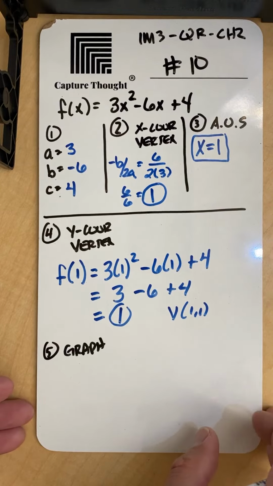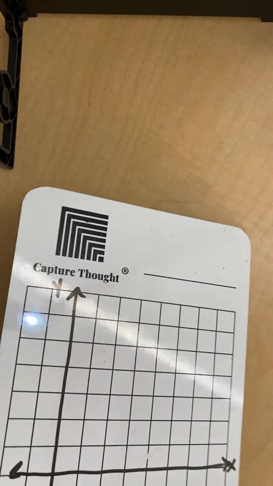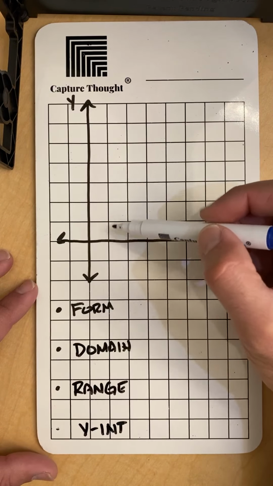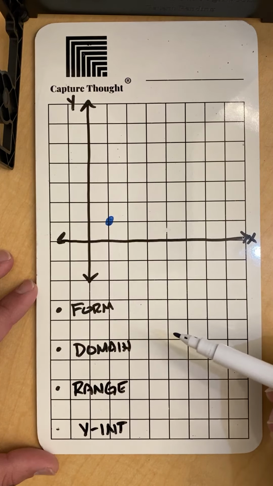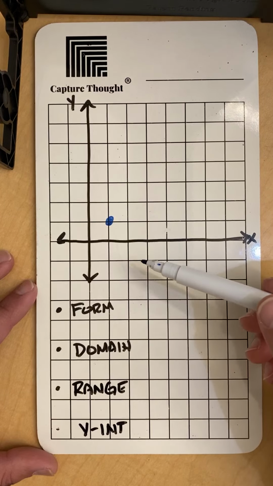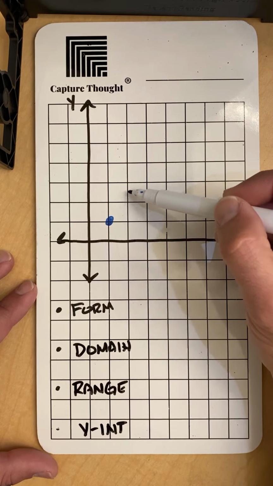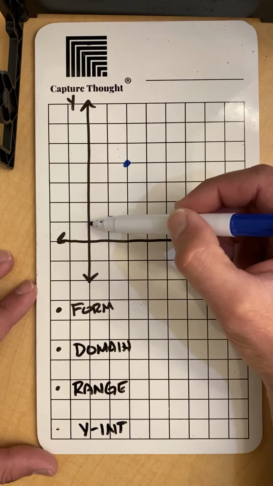And then step 5, of course, is the graph. So I'm going to graph it for you and then answer all the questions on the back. So our vertex was at 1, 1, so we'll go over 1 and up 1. Okay, our a value was worth 3. If you remember from the back, our a value was worth 3. So I'm going to go over 1 and up 3. 1, 2, 3. Over 1 and up 3.